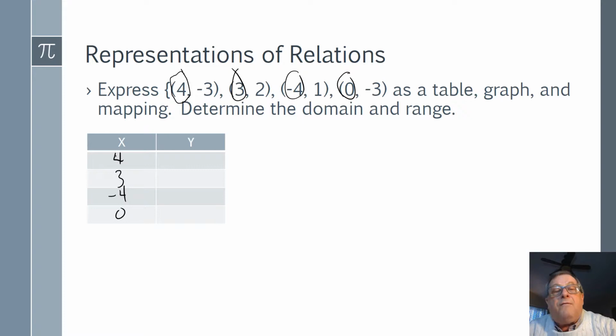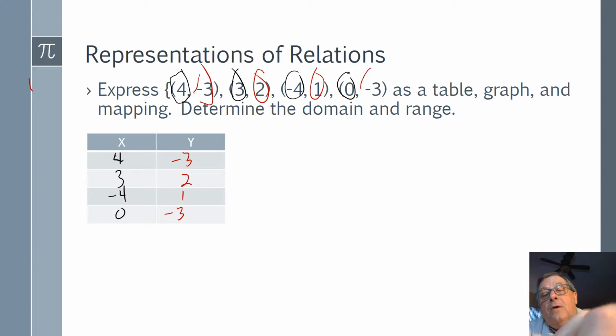And then for our y values, we're just going to list those as they correspond to their ordered pair. Again, we're going to go with the order that we've been given here. So the y values, we've got negative 3, 2, 1, and negative 3. And there are our y values listed on a table.